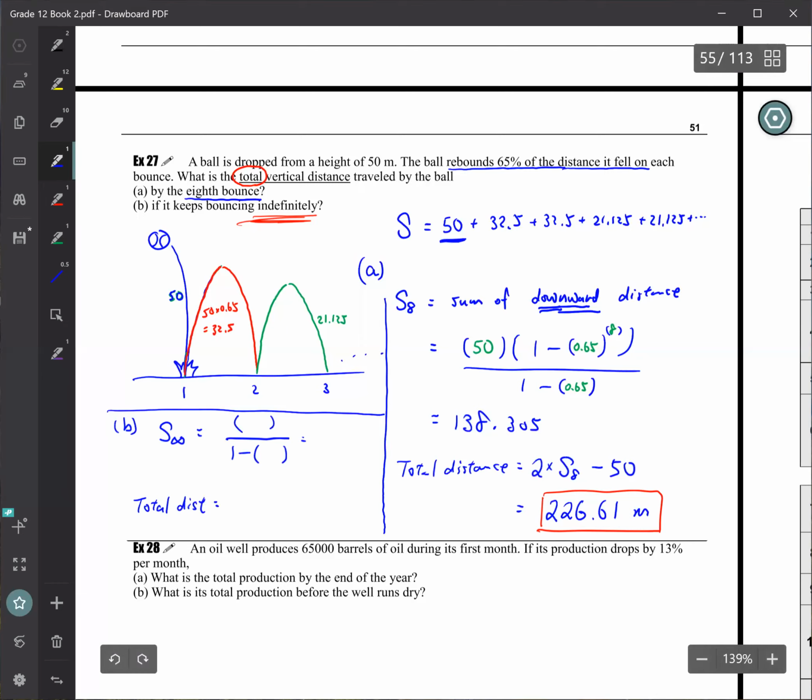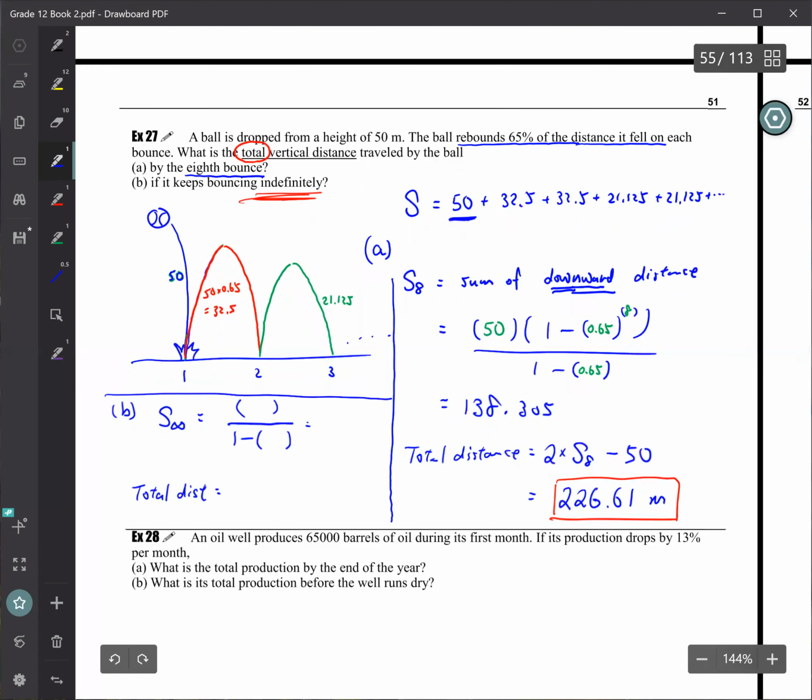So I'll let you complete this part by yourself now. If you get the final answer, you can raise your hand, okay? Oh, so fast. You already finished. So A is still the same. A is 50. Ratio is still the same, 0.65, okay?